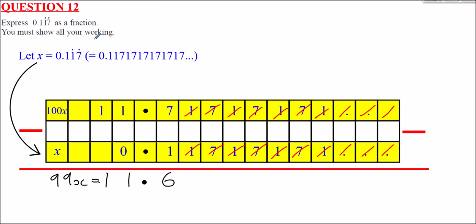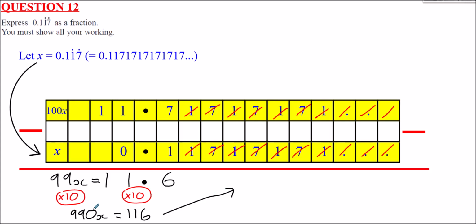Now, we want this as a fraction. What I'm going to suggest we do is we try to get rid of this decimal. We can just multiply both sides by 10. And if we do that, we can see that 990x's equals 116.